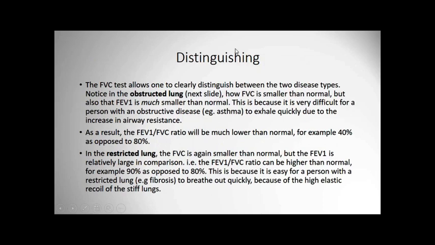How do we distinguish between obstructive and restrictive diseases? Well, we have to do the pulmonary function tests, in which we obtain certain values like the forced vital capacity and the forced expiratory volume in the first second, that allow us to clearly distinguish between these two diseases. We're going to compare later how it looks in the obstructed and in the restricted lung.